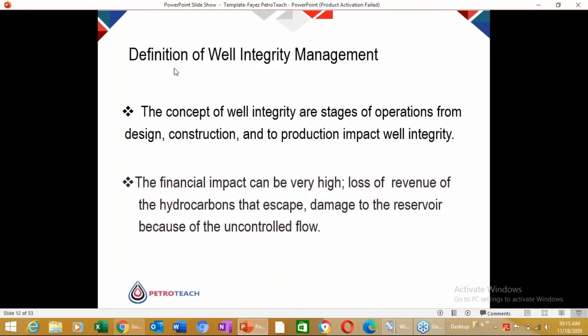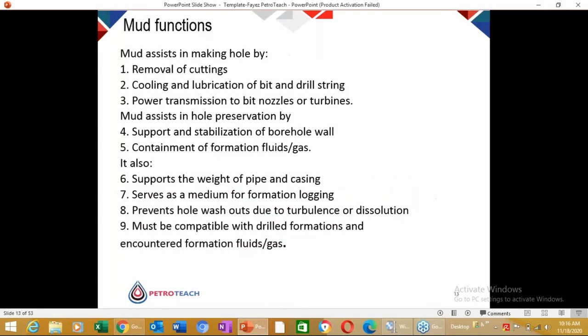Also, in another definition, the concept of well integrity covers the stages from design, construction, and production which impact well integrity. The financial impact is also very high: losses of the hydrocarbon that escape, and damage to the reservoir because of uncontrolled flow.